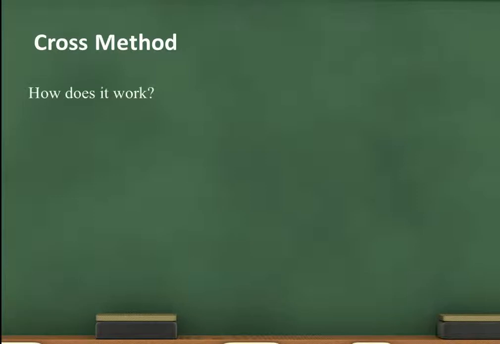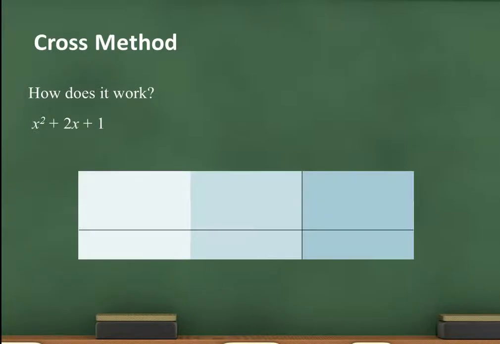So for the cross method, how does it work? We're going to try it with an example here: x squared plus 2x plus 1. First of all, we will need to set up a table with a cross, as you can see there. The black line is the cross. First step, we shift the equation into the cross. Do note where they take out the positions. It's x squared now.